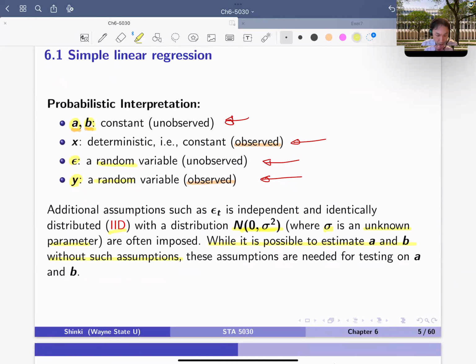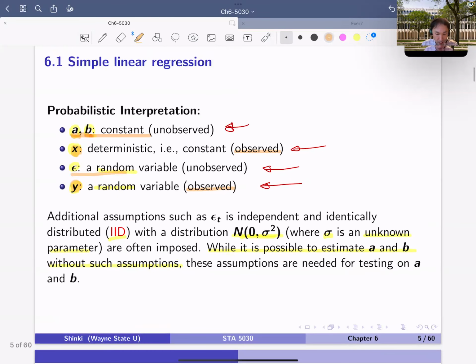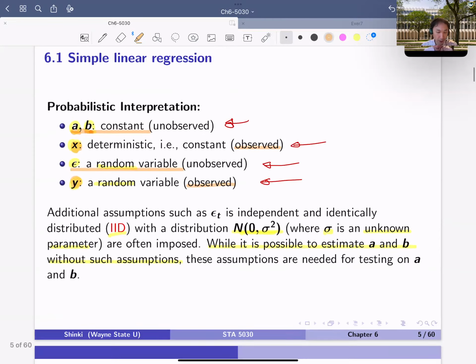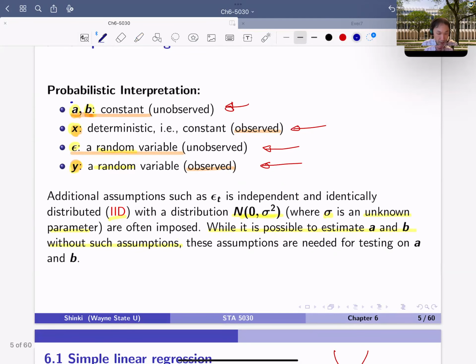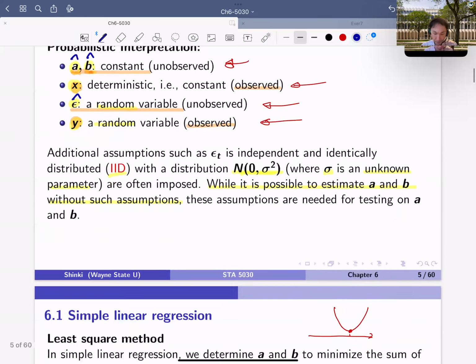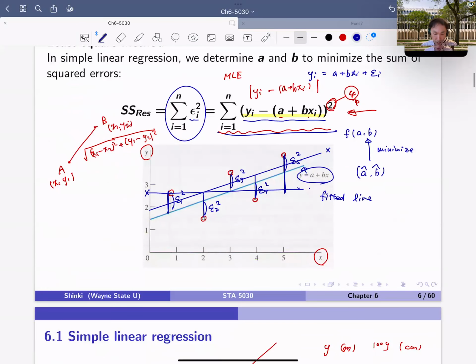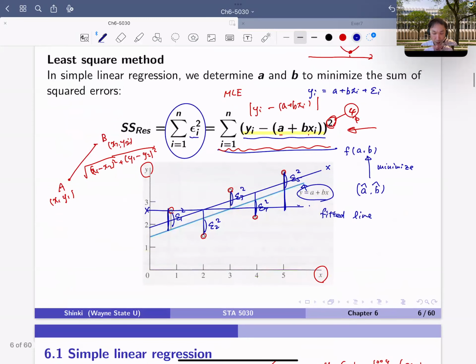So x and y are observed, and the A, B and epsilon are not observed. And our objective is to estimate A, B. And as a result, we can also estimate epsilon. And those are written as A hat, B hat, and epsilon hat. And usually we estimate the fitted line A plus BX by minimizing the sum of squared errors, epsilon i's. So this is, statistically speaking, the maximum likelihood estimator.